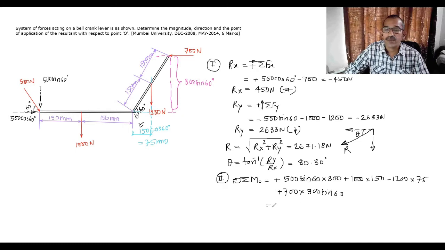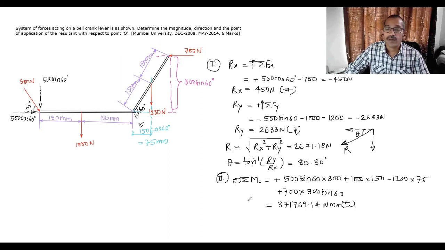If you find the sum of moments, it comes out to be 371769.14 Newton mm, and the answer is positive, which means the moment is anti-clockwise.